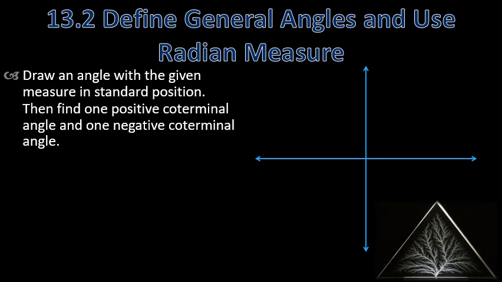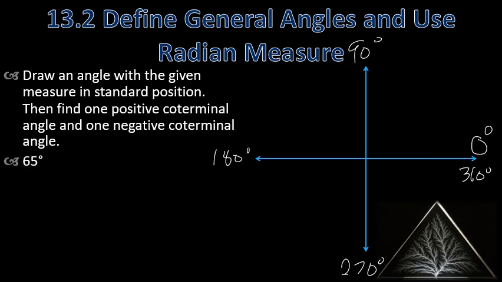All right, draw an angle with a given measure in standard position. Then find one positive coterminal angle and one negative coterminal angle. All right, so that'd be 0, 90, 180, 270, 360. All right, 65 degrees. Well, that's between 0 and 90, and it's closer to the 90. So, there-ish. You don't need to get out a protractor, but you should be able to guess pretty close. And so our angle is that angle there.